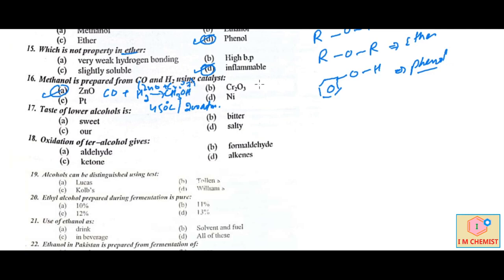The second catalyst is chromium oxide, but that is Cr2O7, not O3. Next, we have MCQ number 17. Taste of lower alcohol is... lower alcohols are actually salty in nature, so option D is correct.